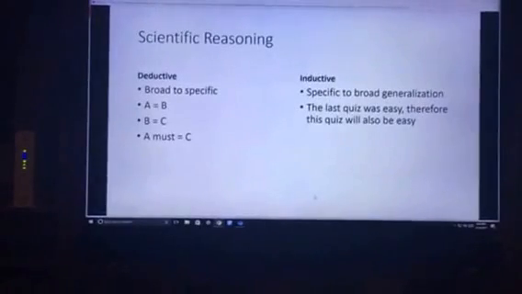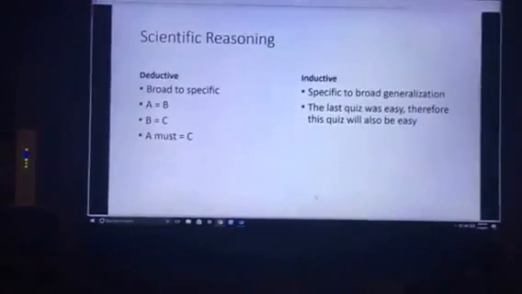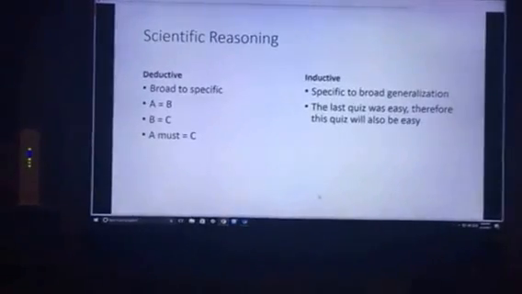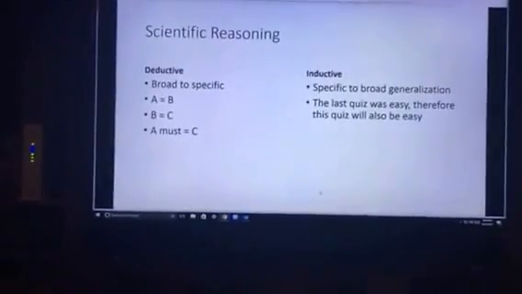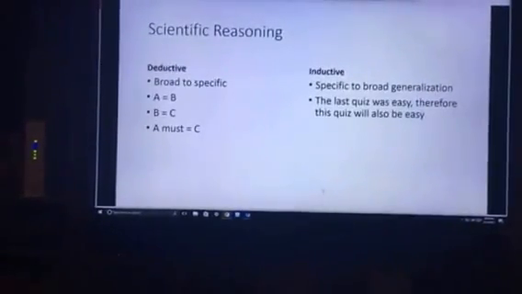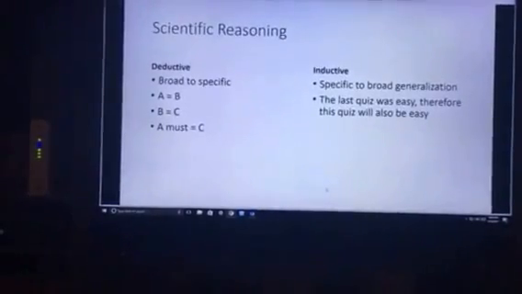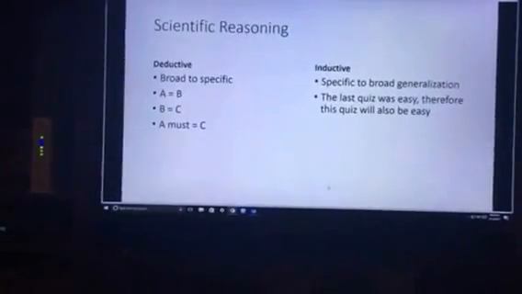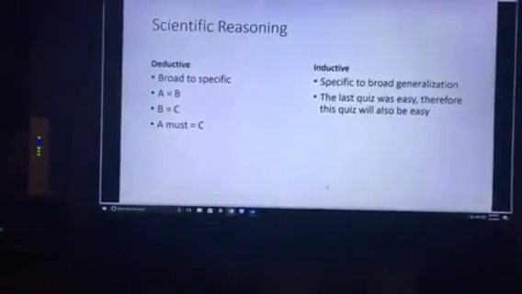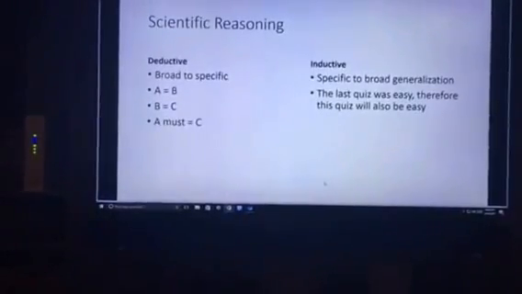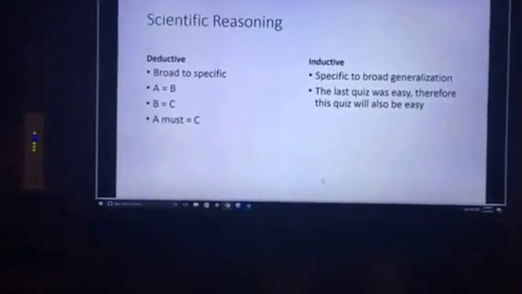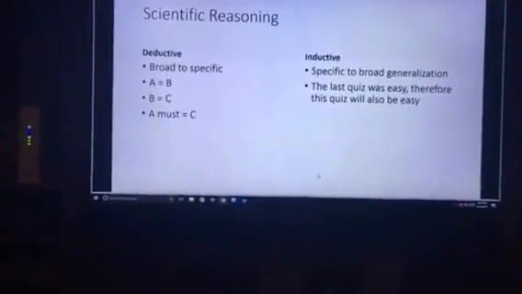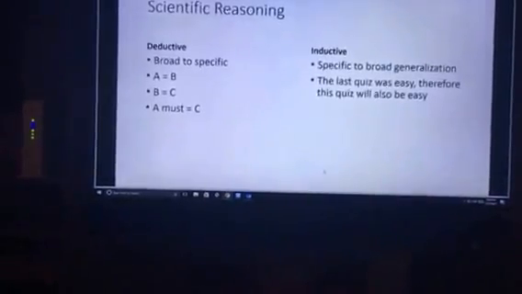In working with this experiment, Tom has used the scientific reasoning, deductive and inductive. Deductive is going from broad to specific. In this case, if A equals B and B equals C, then A must equal C. Inductive is a specific to a broad generalization. So, in this case, the last quiz was easy, therefore this quiz will also be easy.